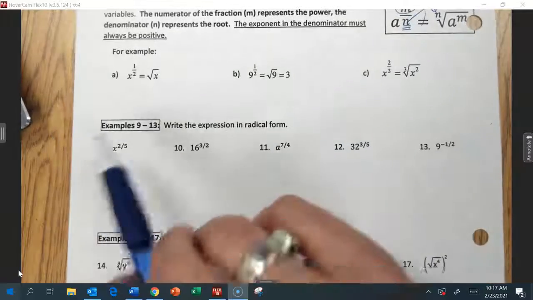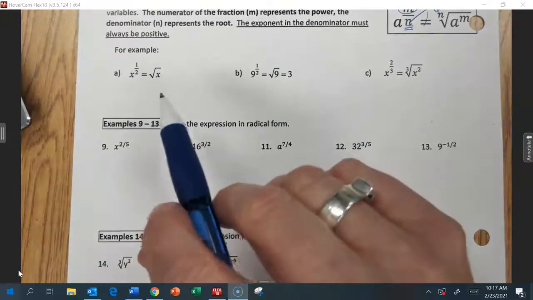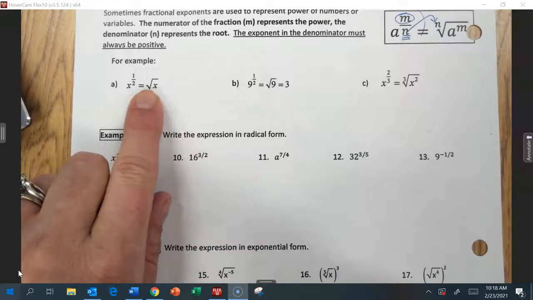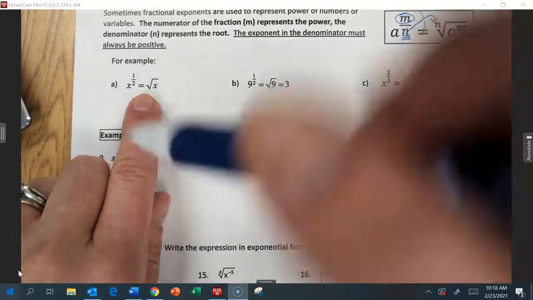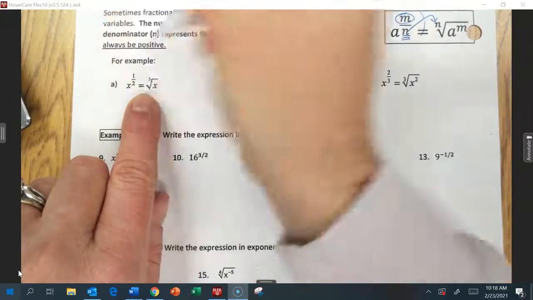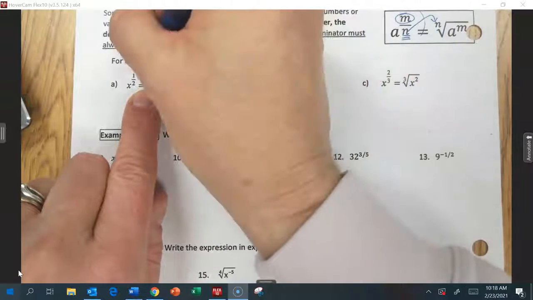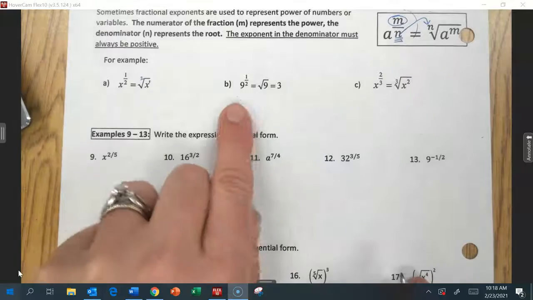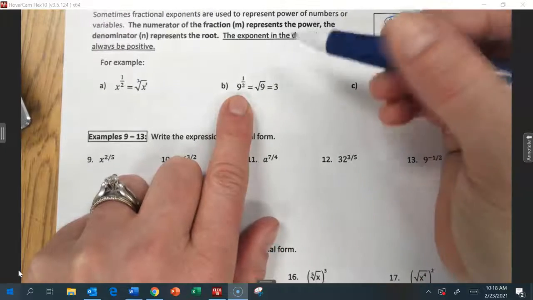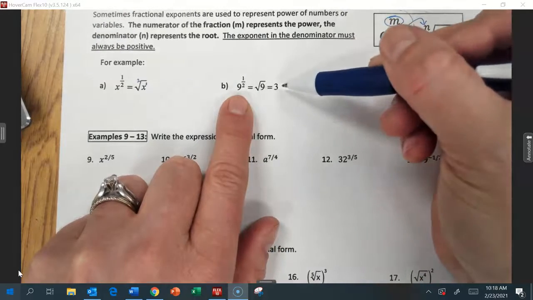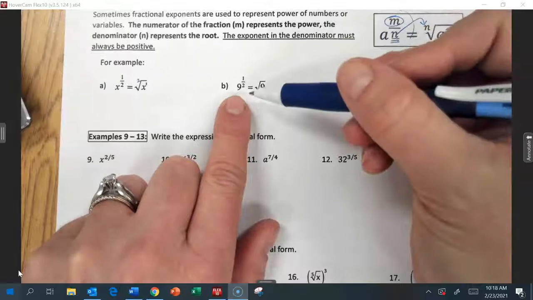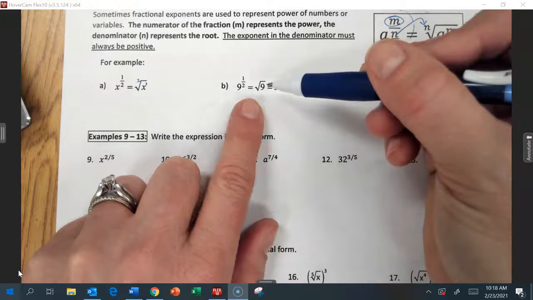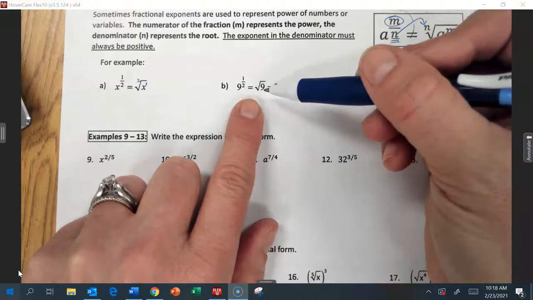So there's really nothing for you to do here on these 3 examples. It's basically a matter of just understanding that x to the 1/2 is the same as the square root of x. Now remember, you don't see a 2 there because that's square root, and a lot of times you're not going to see x to the first, you just see x. 9 to the 1/2 is the same as the square root of 9, which is 3. So anything to the 1/2 power is the same as the square root of that value.